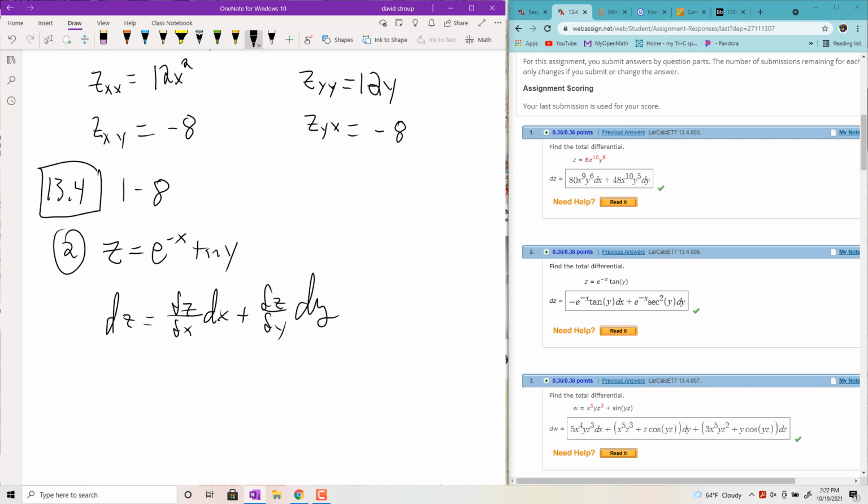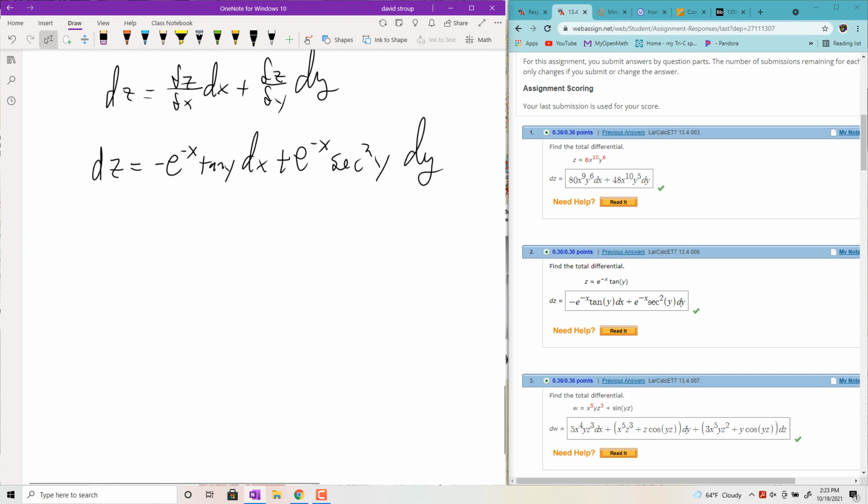Okay. So writing it out then, dz, the partial of z with respect to x would be -e to the -x tan y, and then you just tack on a dx. And then the partial with respect to y would be plus e to the -x secant squared y, and then tack on your dy. Okay. You should be able to do the approximation problems, like number 8.